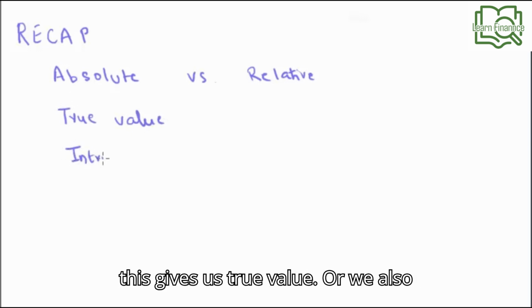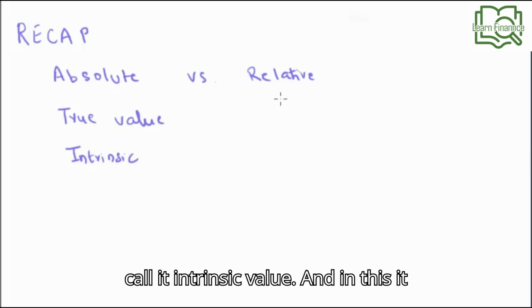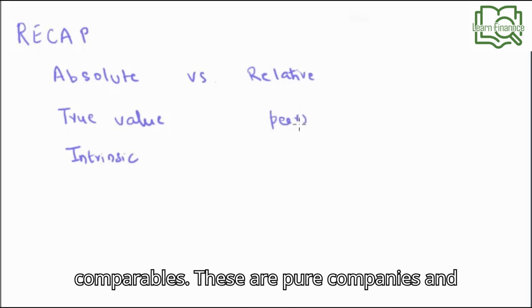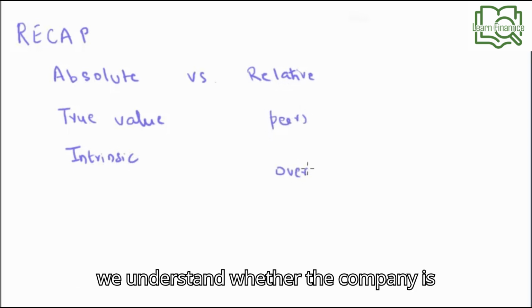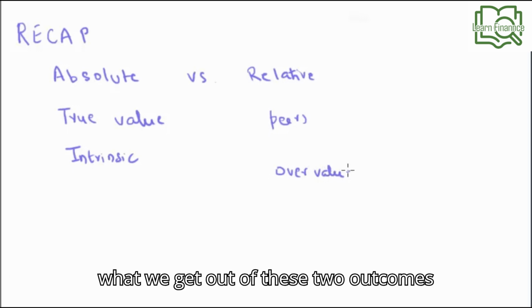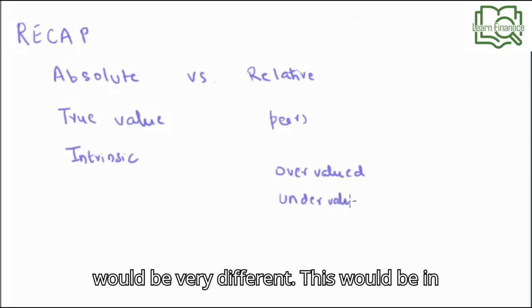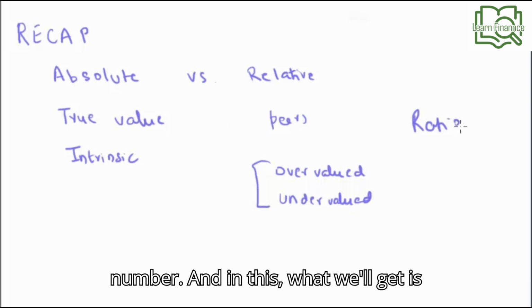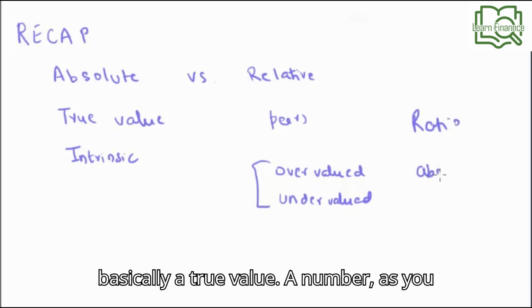In the absolute method, we said that this gives us the true value, or what we also call intrinsic value. And in relative valuation, it basically compares certain ratios with comparables. These are peer companies, and we understand whether the company is overvalued or undervalued. So what we get out of these two outcomes would be very different. This would be in the form of a ratio, it's not an absolute number. And in the other, what we'll get is basically a true value.